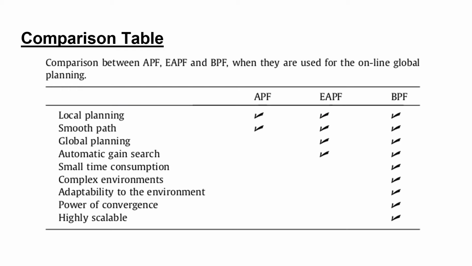So this is the comparison table between the various methods: artificial potential field, evolutionary artificial potential field, and bacterial potential field. On the left, we have all the tasks that we need for a planner to have, such as local planning, smooth path, global planning, automatic gain search, small time consumption, and all the various others. So here you can see that artificial potential field only gives us smooth planning as well as local planning, whereas evolutionary artificial potential field has a lot more, but the best would be bacterial potential field, which does satisfy all the criteria given here.